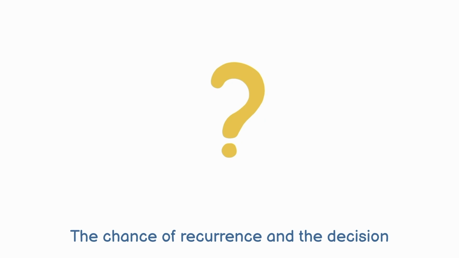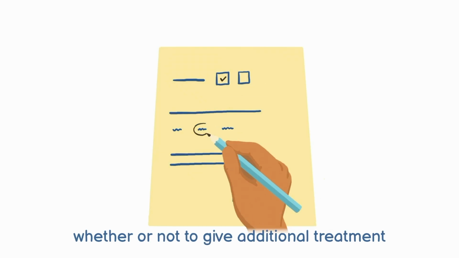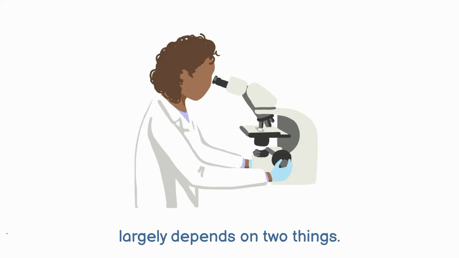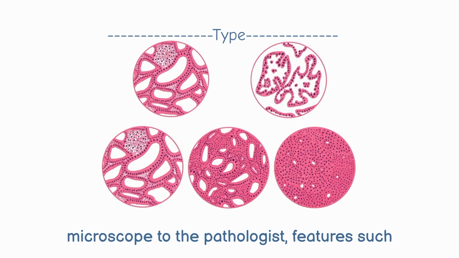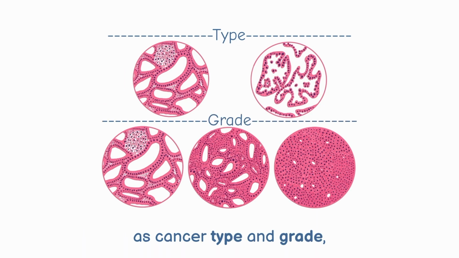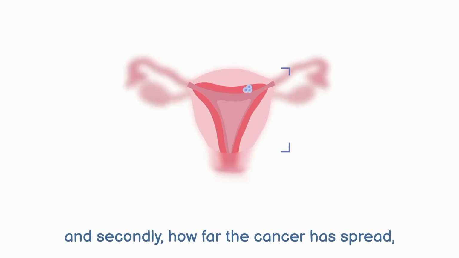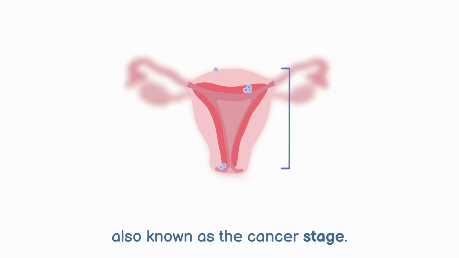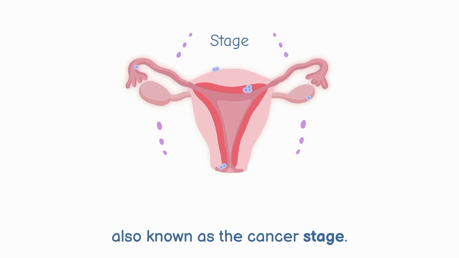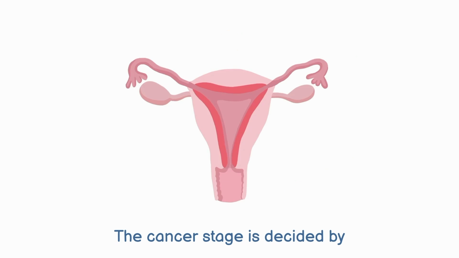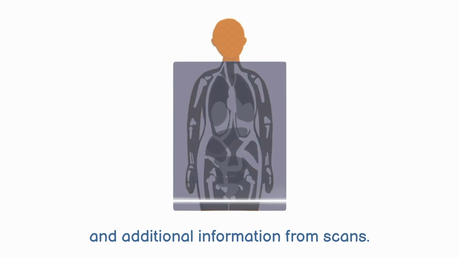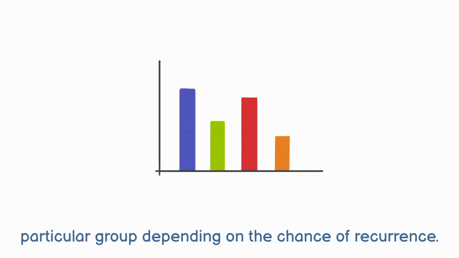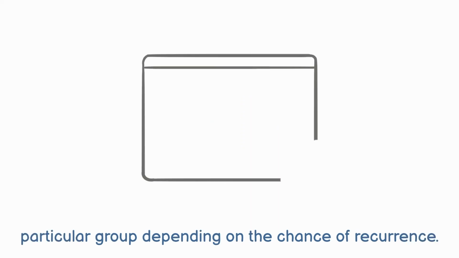The chance of recurrence and the decision whether or not to give additional treatment largely depends on two things. Firstly, what the cancer cells look like down the microscope to the pathologist, features such as cancer type and grade. And secondly, how far the cancer has spread, also known as the cancer stage. The cancer stage is decided by examining the tissues removed during surgery and additional information from scans. This helps to place each cancer into a particular group depending on the chance of recurrence.